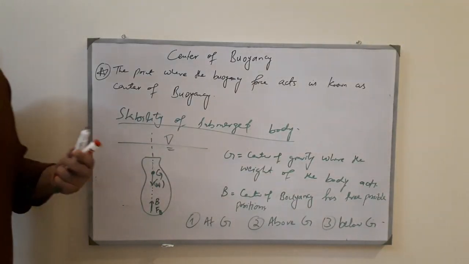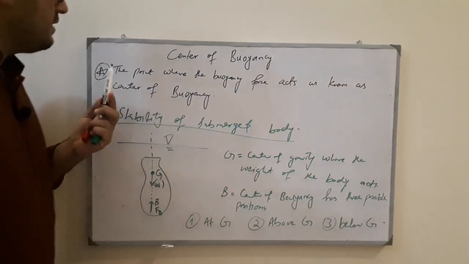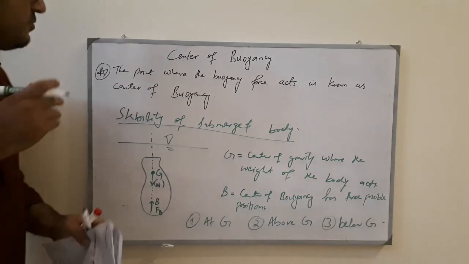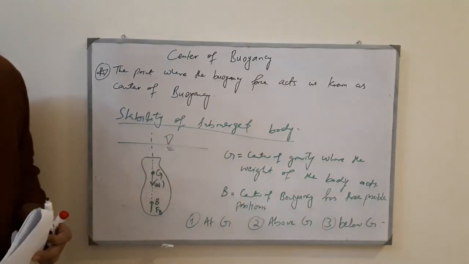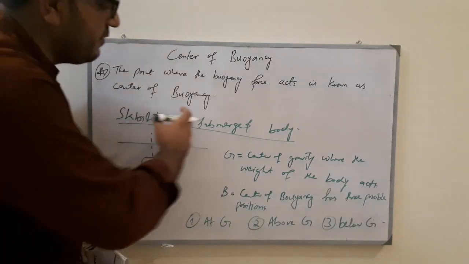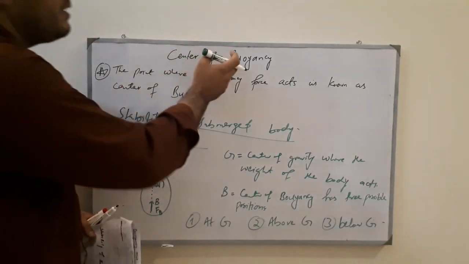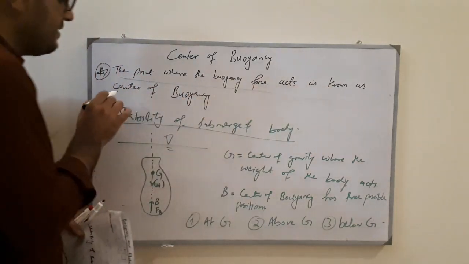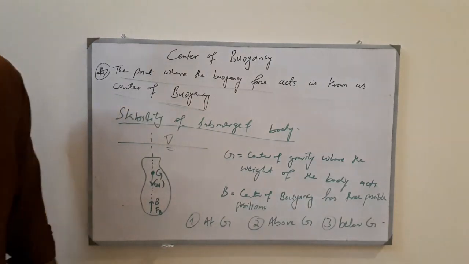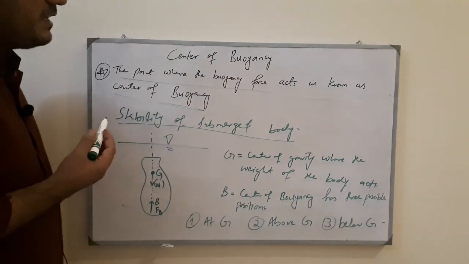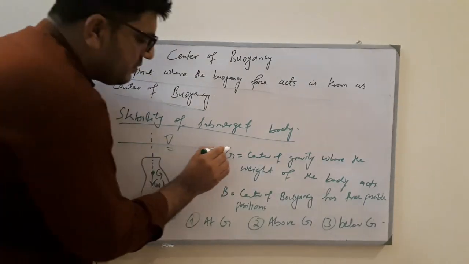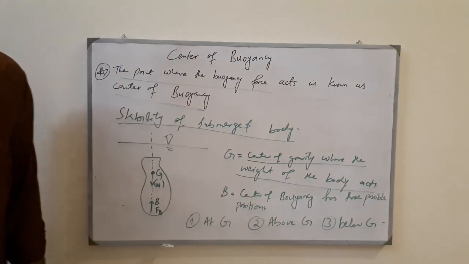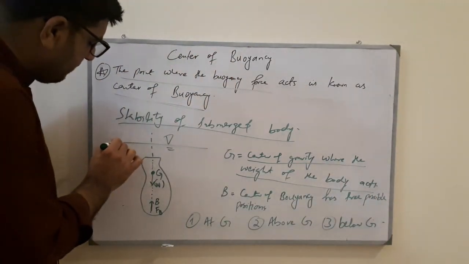Now we will study the concept of center of buoyancy. The point where the buoyancy force acts is known as the center of buoyancy. When we study the stability of a submerged body, we will need the center of buoyancy and the center of gravity. The point where the weight of the body acts is called the center of gravity. So let's say this is my free surface.